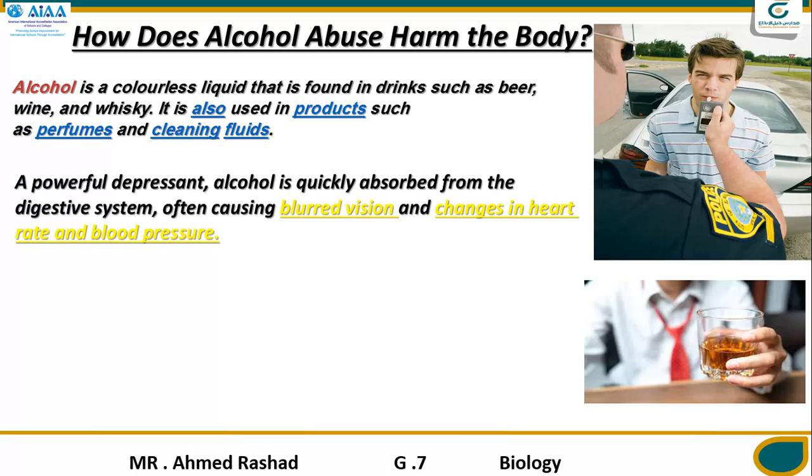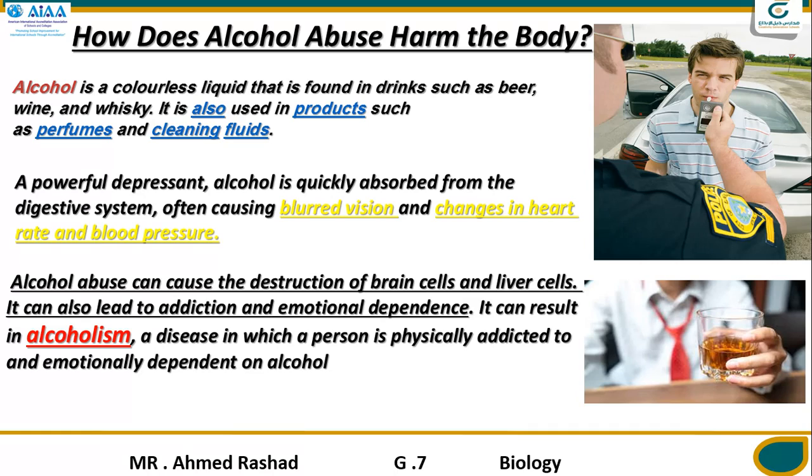And alcohol is quickly absorbed in all parts of your digestive system, often causing blurred vision, unclear vision, and changes in your heart rate, heart beating, and blood pressure, causing some diseases we know, like arteriosclerosis. And alcohol abuse can cause destruction of your brain cells and liver cells. It can also lead to addiction and emotional dependence. It can result in alcoholism.